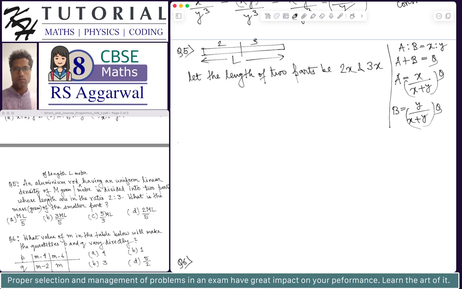So I was trying to solve it from the fundamentals, which I will not do. I hope you will understand these two results.